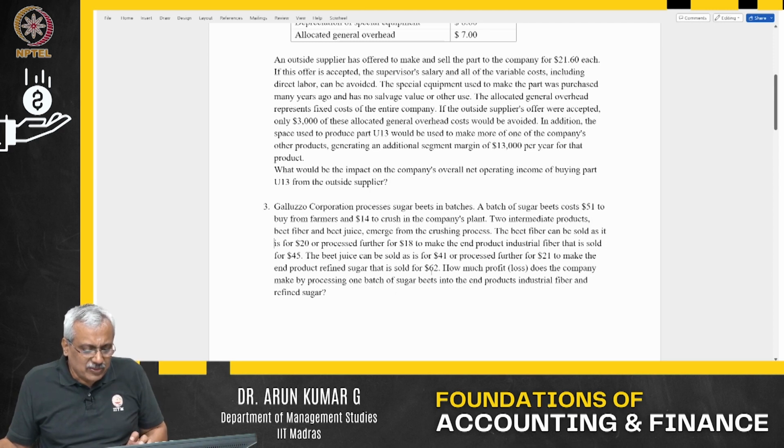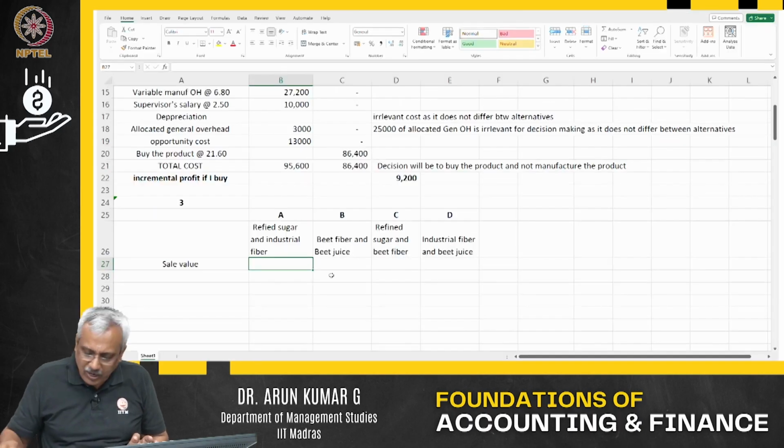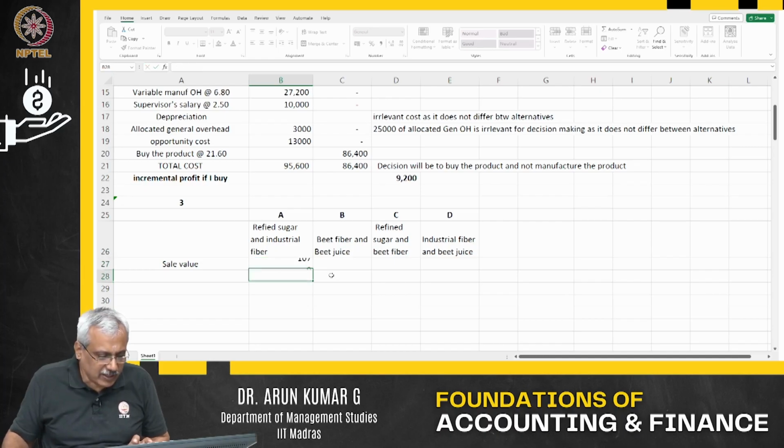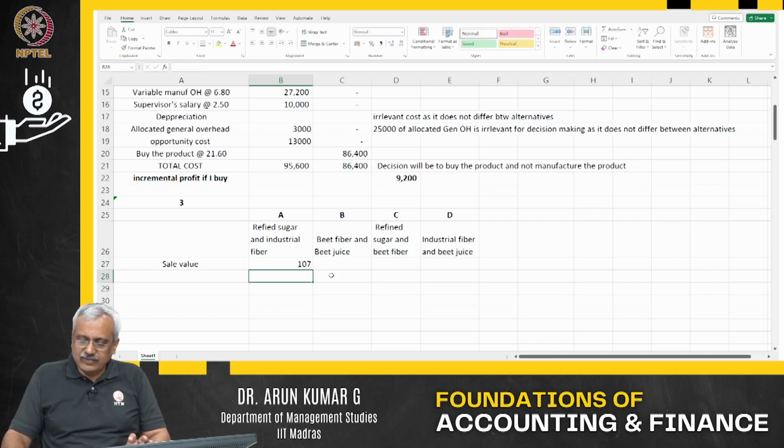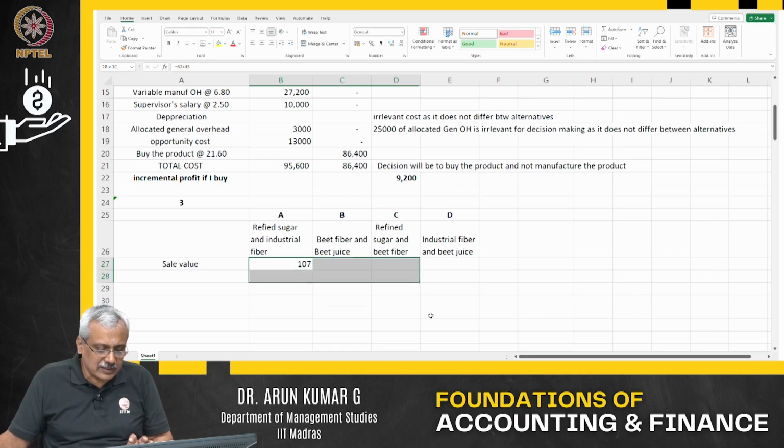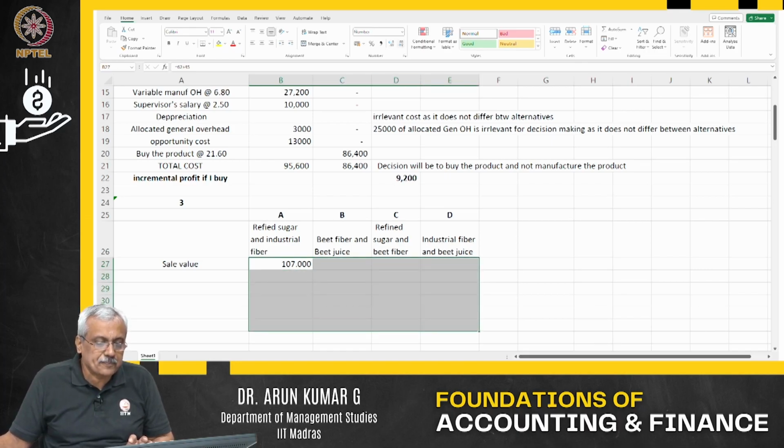What is the sale value? The sale value of refined sugar is $62, and the sale value of industrial fiber, which is an intermediate product, is $45. So the sale value of refined sugar is 62 plus industrial fiber at 45, and the sale value is $107 in this particular case. That is all we are trying to get out here.